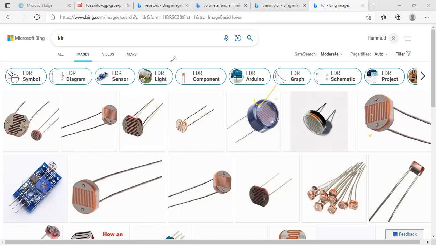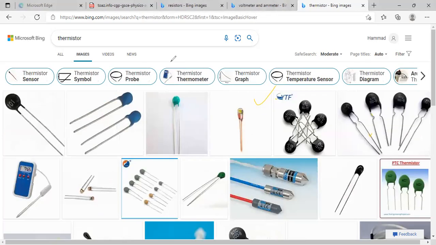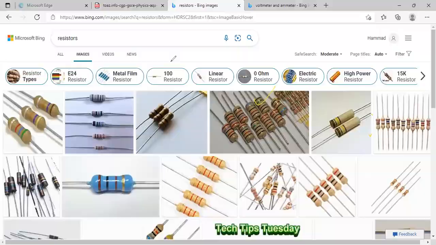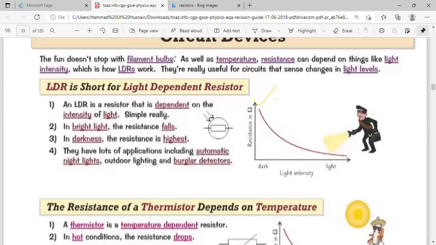So these are LDR and thermistors we have discussed. Okay. So moving forward, you need to keep in mind that resistance depends on temperature and resistance depends on light as well. So what does LDR stand for? LDR stands for light dependent resistors. It means that light affects the resistor, and LDR is a resistor that is dependent on the intensity of light.